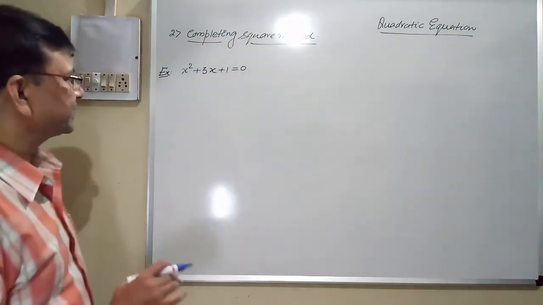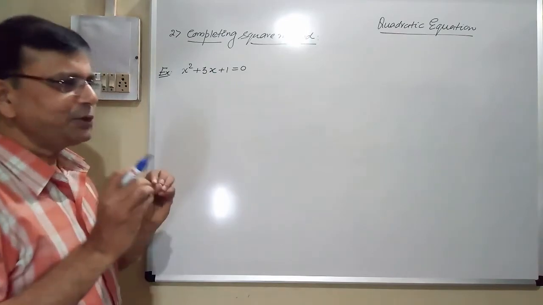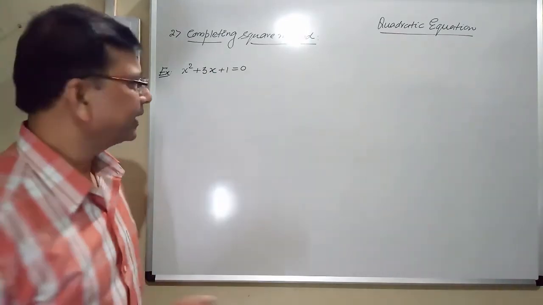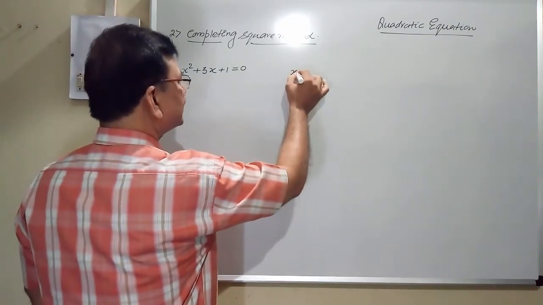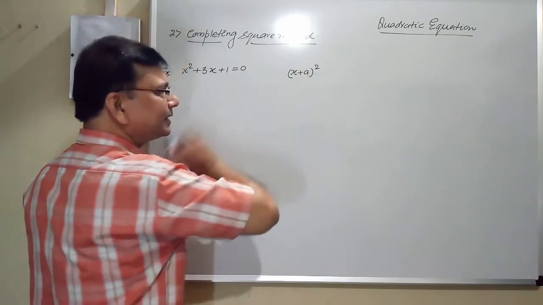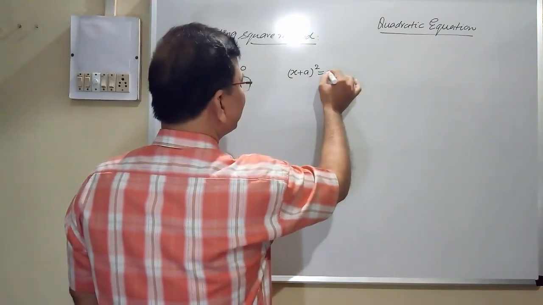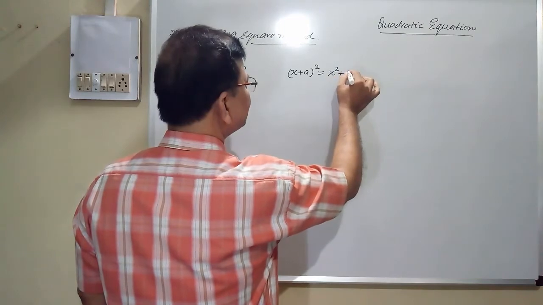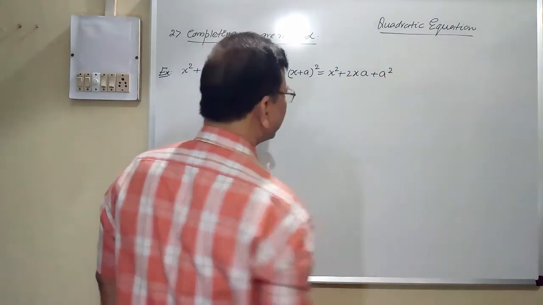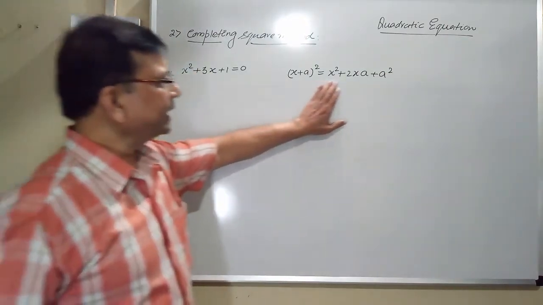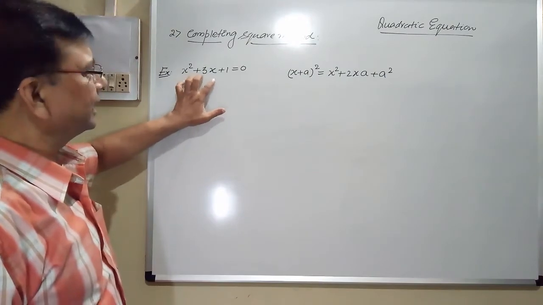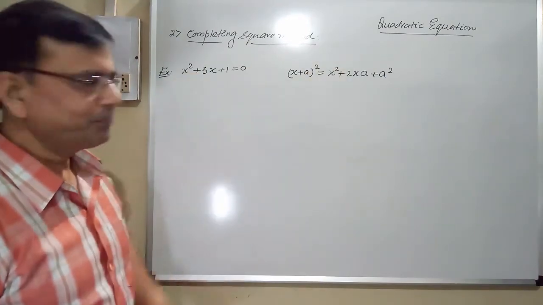Then what do we do first? We will try to write this in the form of x plus a whole square. In which form? That is x plus a whole square. If it is in this form, then we get x square plus 2xa plus a square. So whatever we are getting on the right side, we will try to write this expression in this form.